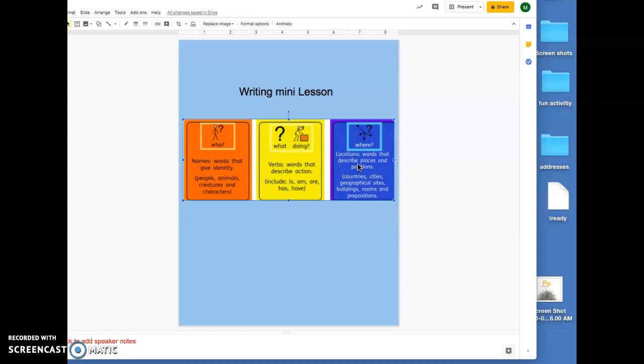Words that describe places and positions. Countries, cities, buildings, rooms. So, for example, the boy is at home. The boy is in his room.